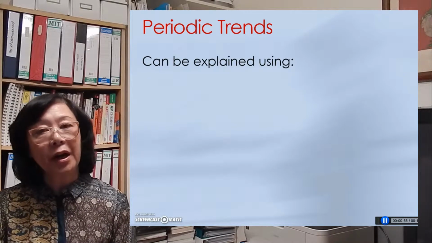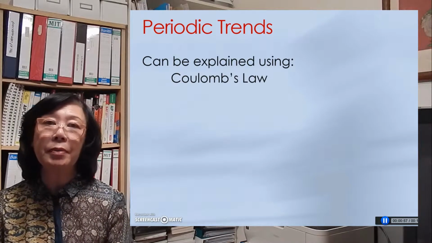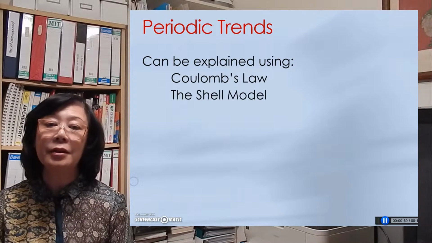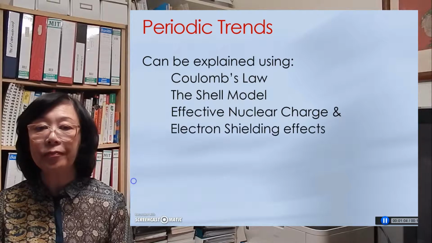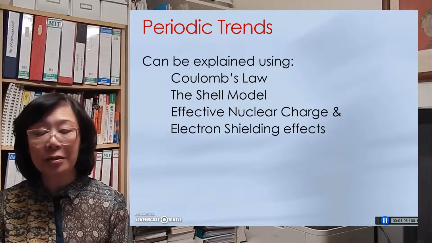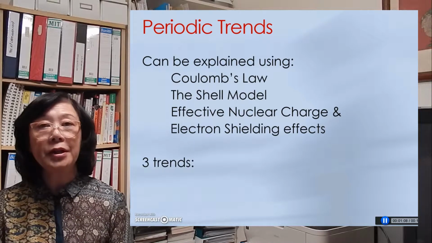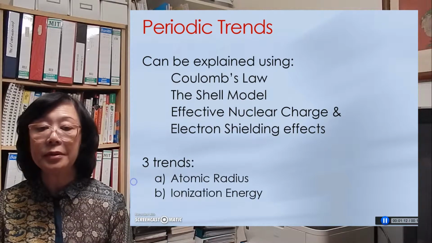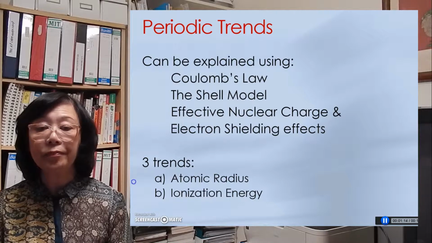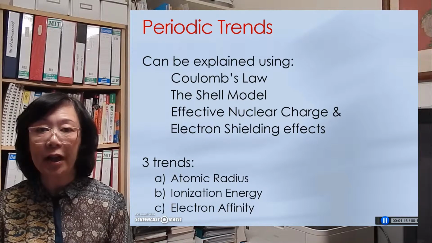In terms of periodic trends, they can be explained by using Coulomb's Law, the shell model, effective nuclear charge, and electron shielding effects. The three trends that we're going to cover will be atomic radius, ionization energy, and electron affinity.